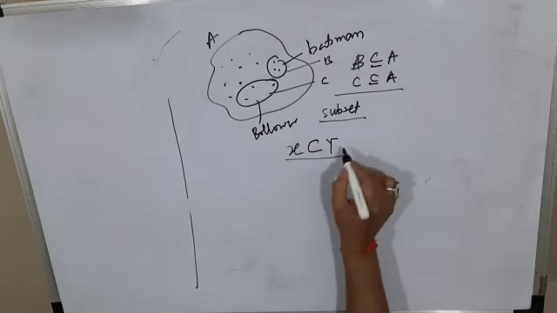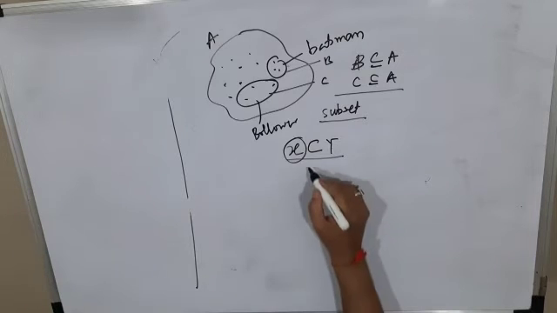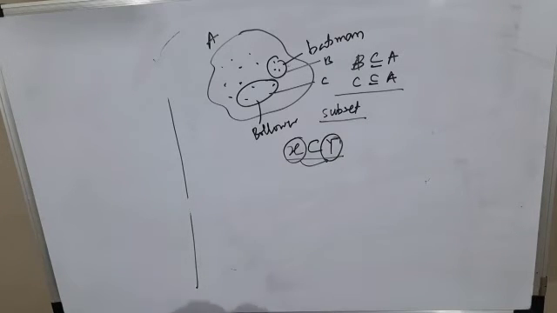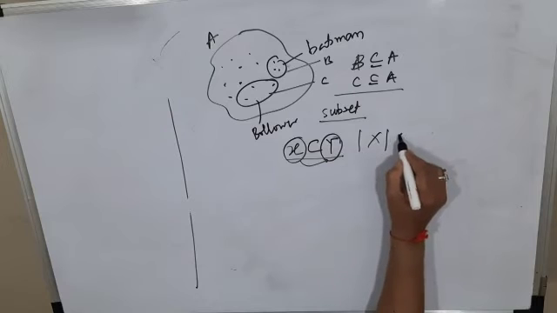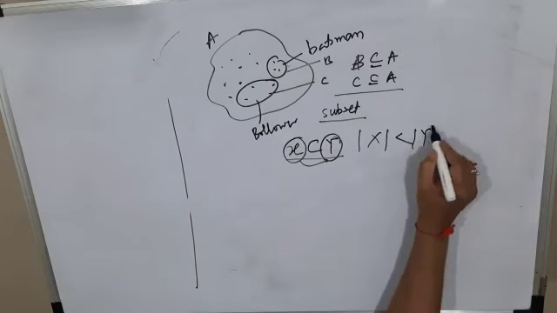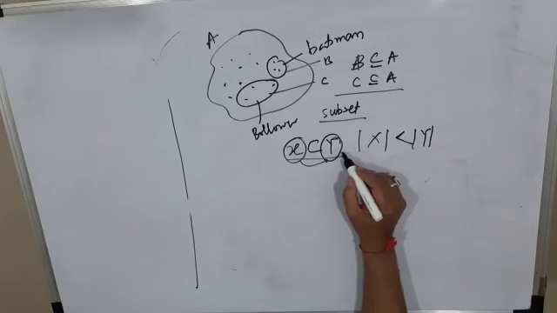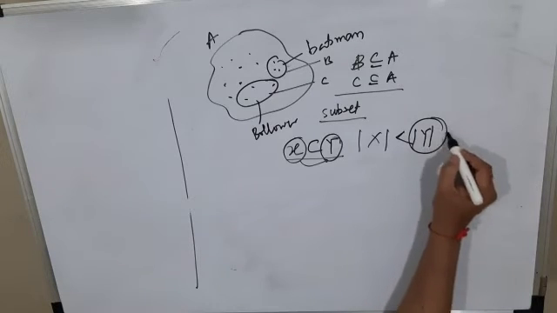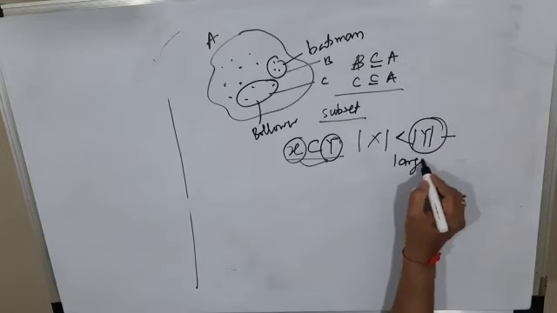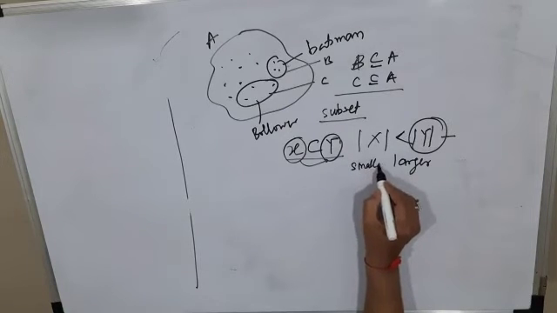So every element of X is an element of Y, and also you can say the cardinality of X should be less than the cardinality of Y. That's because every element of X is an element of Y, meaning the number of elements in Y may be larger. So this set may be larger, this set may be smaller.